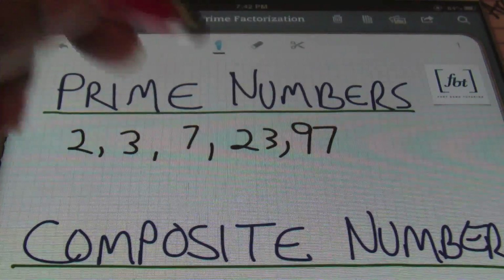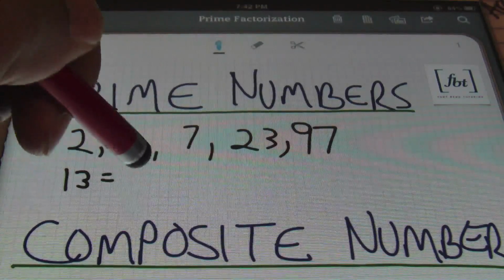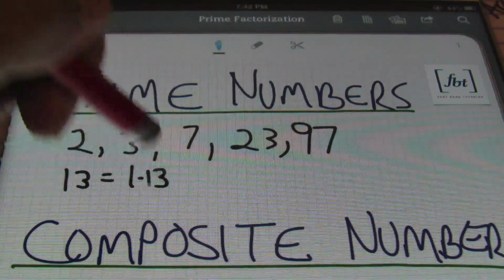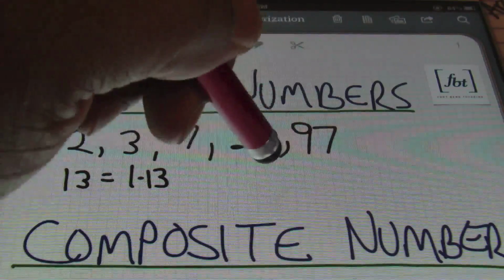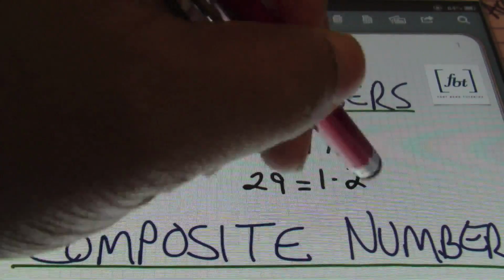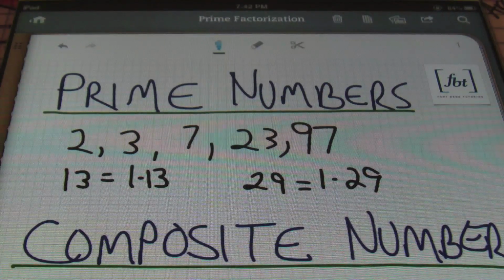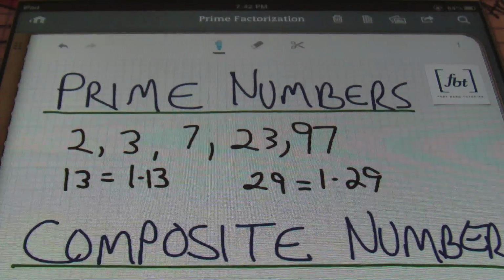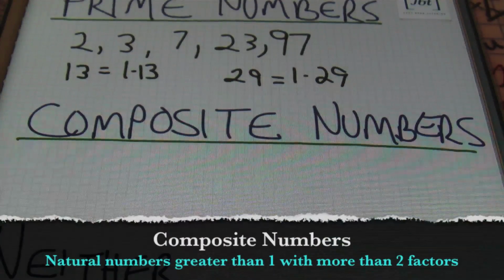So for instance, if I'm looking at a number like 13, if I were to list all the factors of 13, it would only be 1 times 13. That's it. If I was listing the factors of, let's say, a number like 29, it would only be 1 times 29. So prime numbers only have 2 factors. That's it. So, composite numbers have more than just 2 factors.